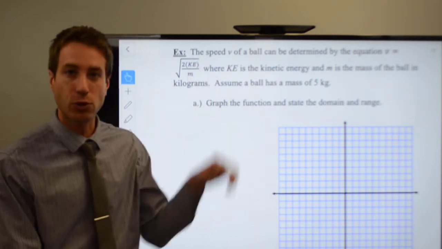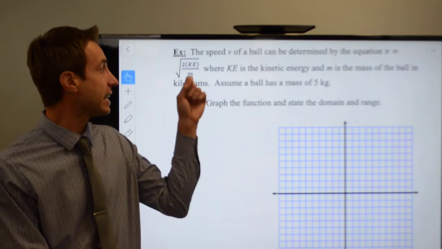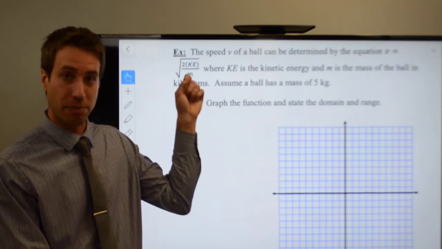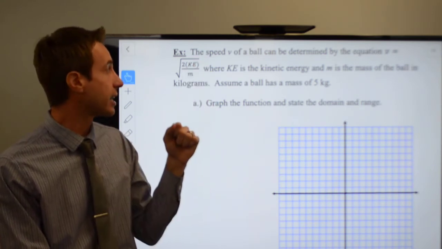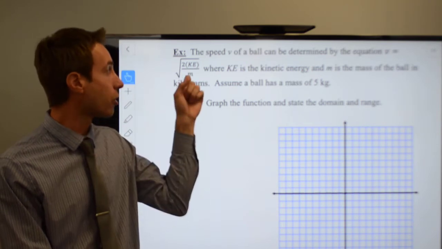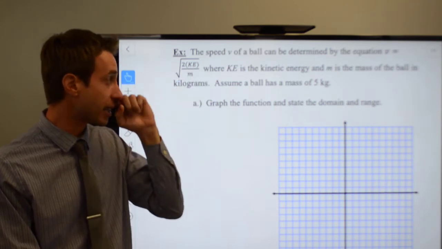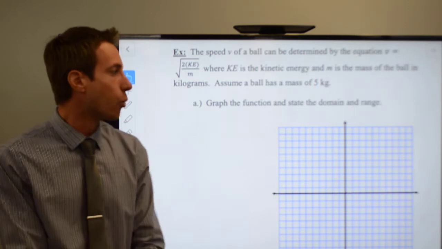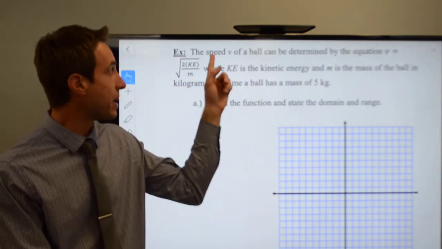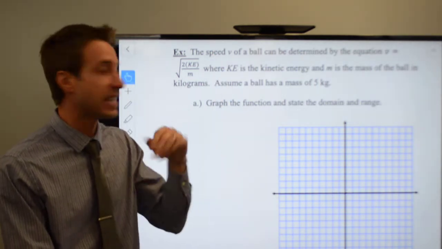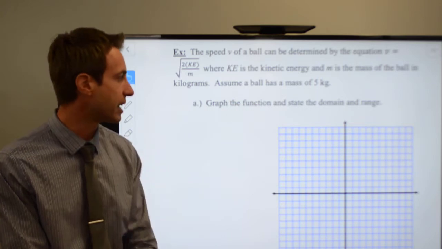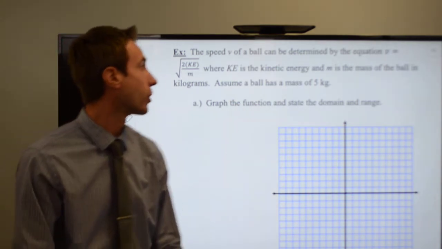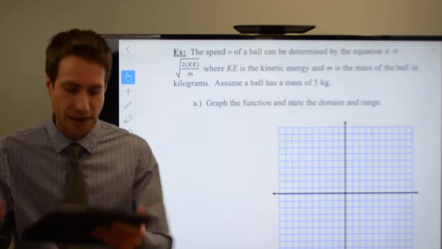Okay, so it's an inverse relation, meaning the larger the mass, the smaller the kinetic energy, and the smaller the mass, the larger the kinetic energy. So here we go. We're going to go ahead and do this problem based on the speed of this ball, v, the velocity, just means speed. We're going to graph this function.